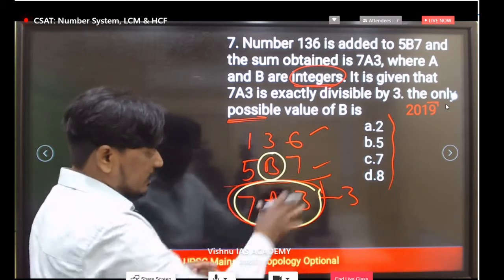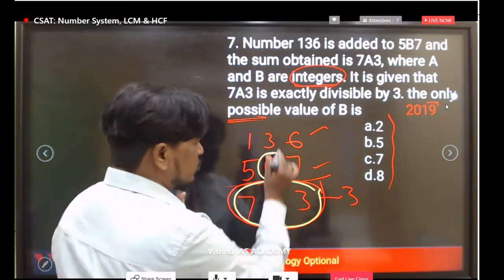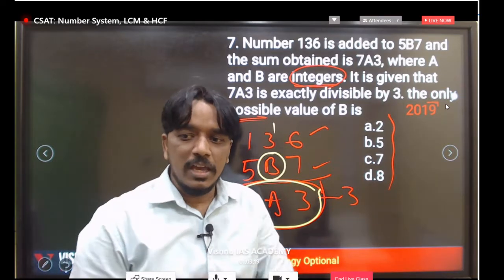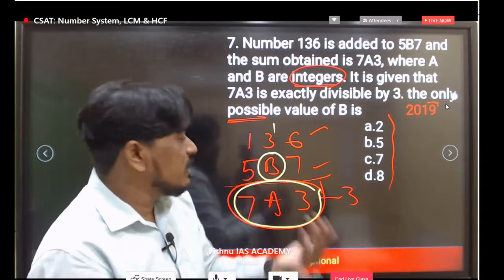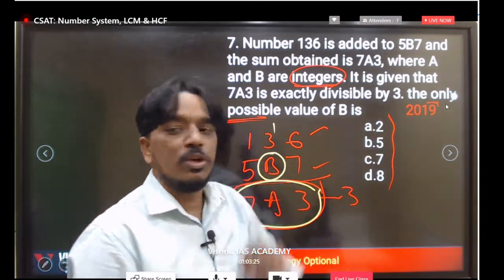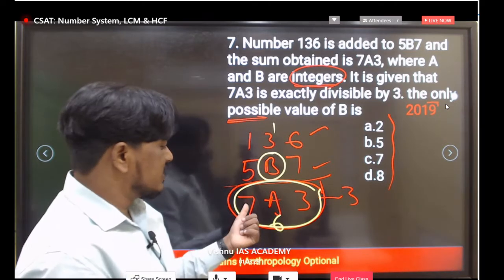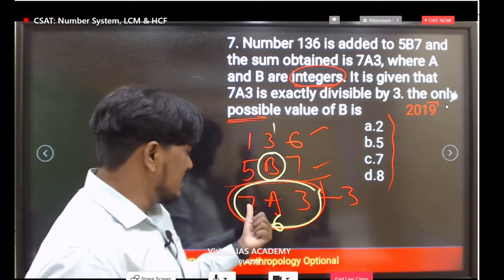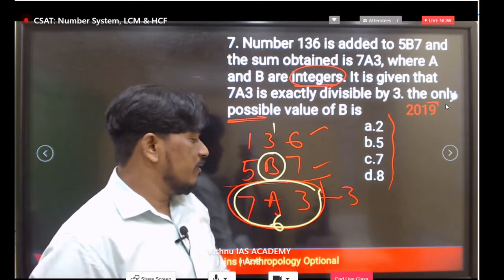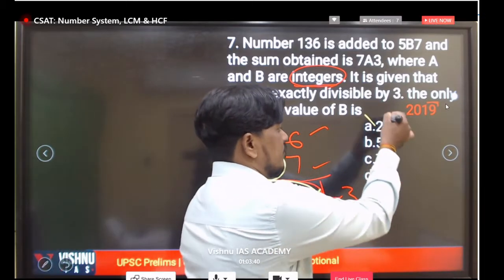Now, whenever we take this: 6 plus 7, 13, 3 is okay, 1 is carry here. With 1 carry, 3 plus 1, 4 is already there. For the 4, how much do we have to add? If you add 2, we will get 6. If you get 6, then 7 plus 6 plus 3, it is not divisible by 3. The digit sum of 7, 6, 3 gives some different value, it is not divisible by 3. So 2 is not the answer.